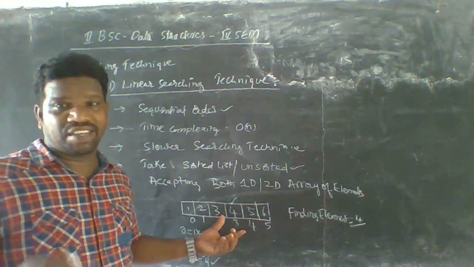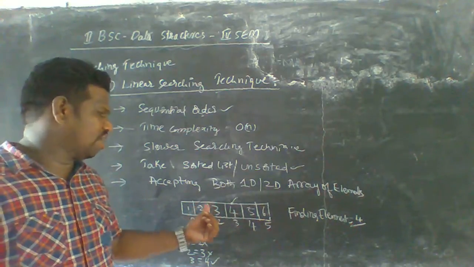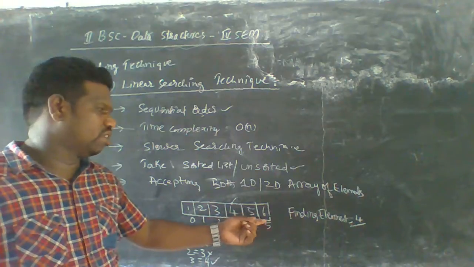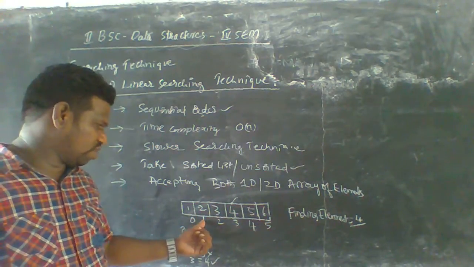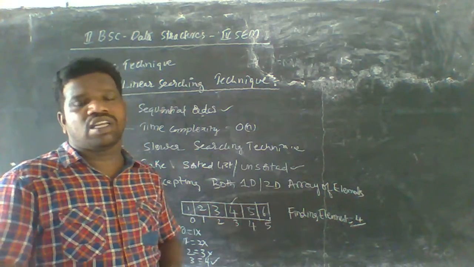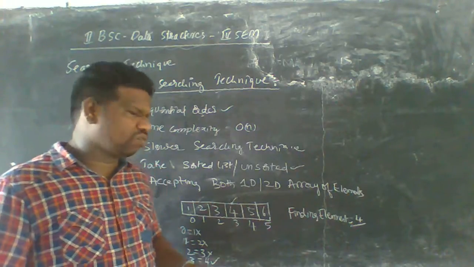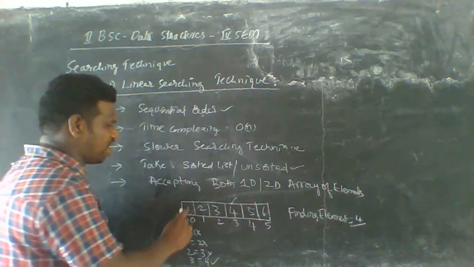Okay, if the needed element is 6, we have to visit each and every element of the given array up to 6. Then we have to visit 0 location, first location, second location, third location, fourth location, fifth location. After 5 steps, we find our needed element here. So this is called sequential order. In this sequential order, we have to find this element.